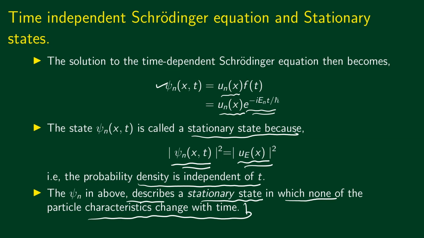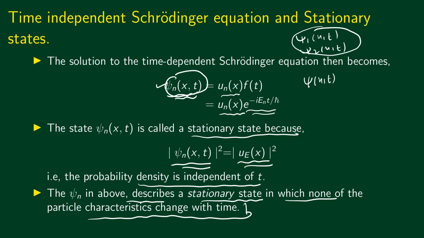Now we have to notice that the Schrodinger equation is obeyed by any psi n of x comma t. If there are a number of energy eigenfunctions, let's say psi 1 of x comma t, psi 2 of x comma t, etc., all of them are solutions to the Schrodinger equation. Which means that if we take a linear combination of all these, that linear combination also will be a solution to the Schrodinger equation, which means that the general solution can be written as a linear combination of all these energy eigenfunctions or all the stationary states.